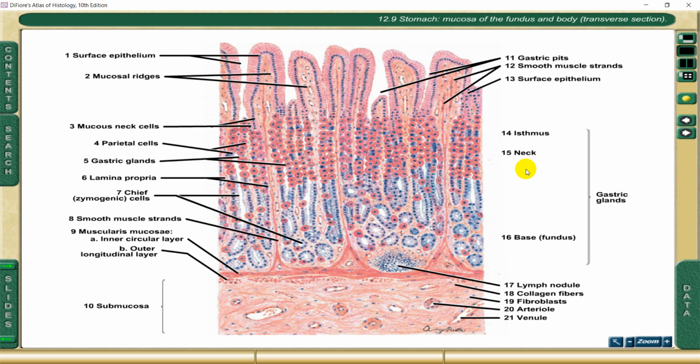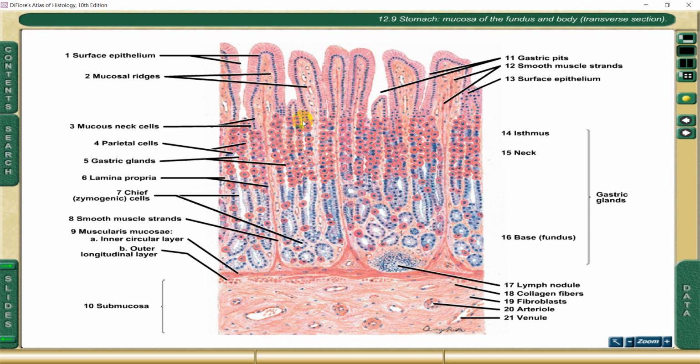This gland in the cardiac region has no chief cell, with a few parietal cells. No chief cell with a few parietal cells. And the fundus and body region.